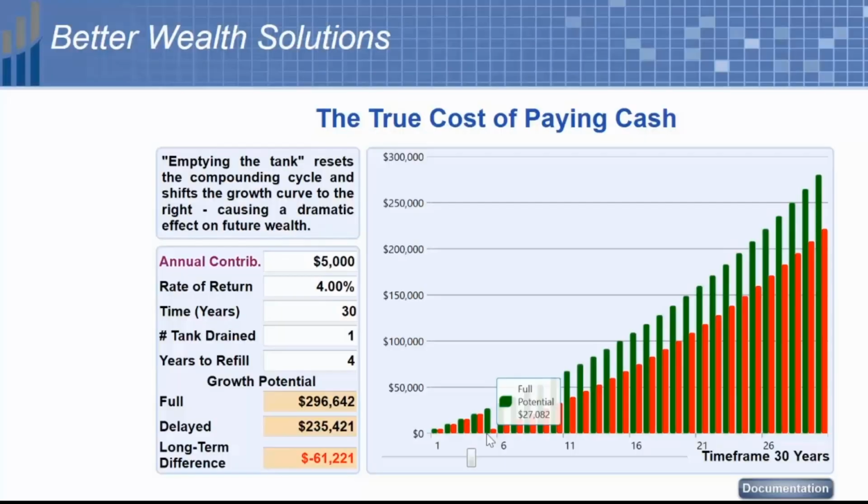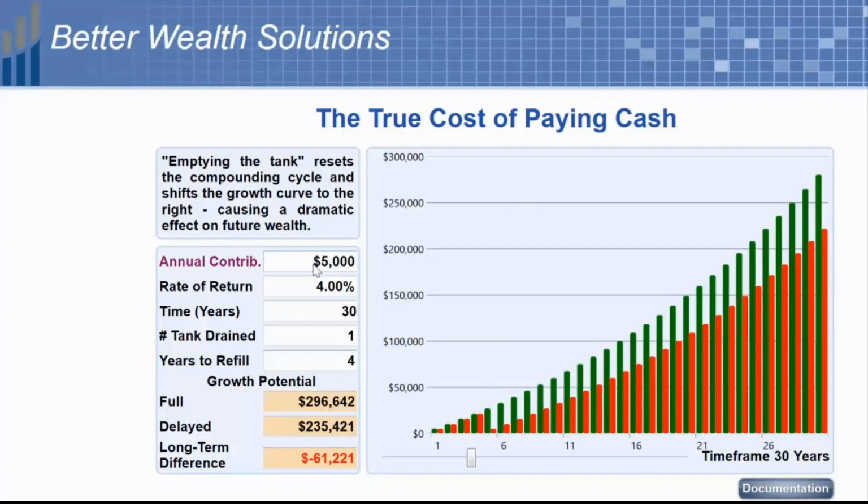In this video, we're going to talk about the true cost of paying cash. We're going to do that by looking at buying cars. We're also going to analyze what we mean by opportunity cost, and when someone says that we spend more money on cars than we do save for retirement, how that can actually be a true statement for many of us.